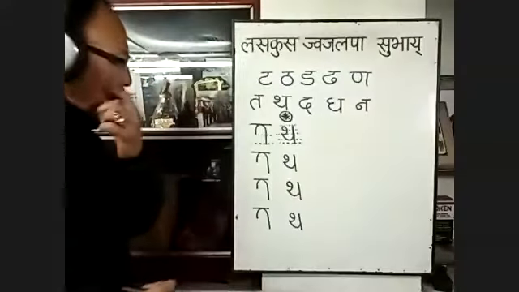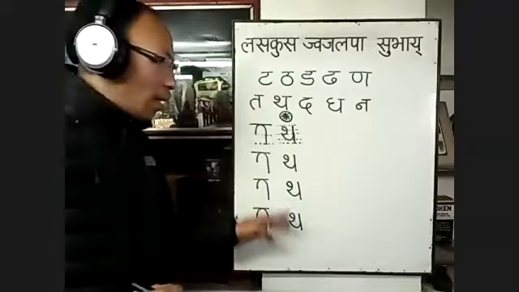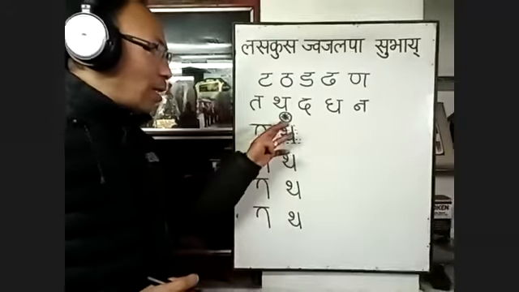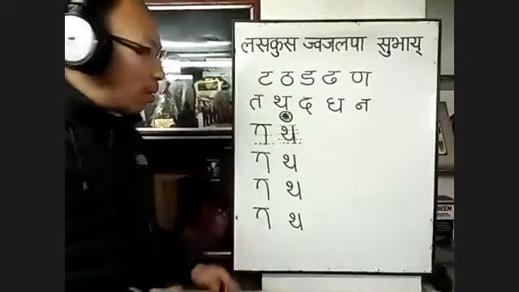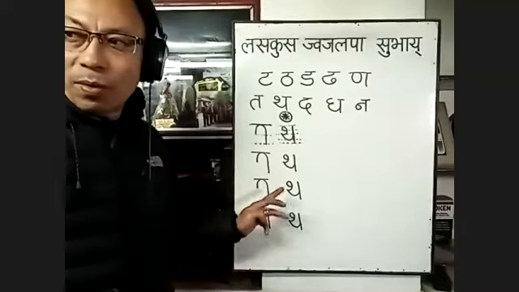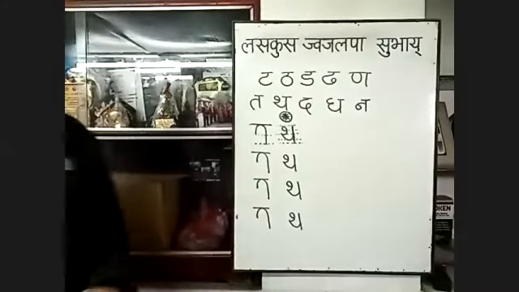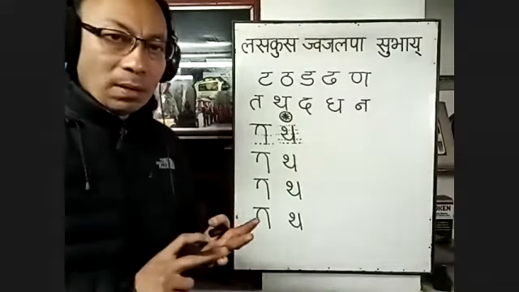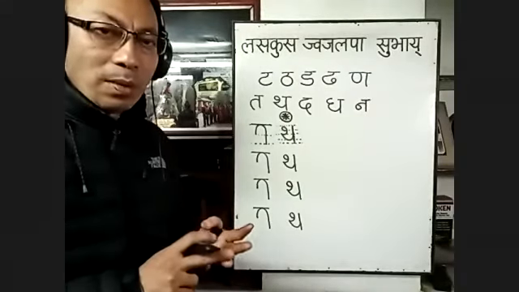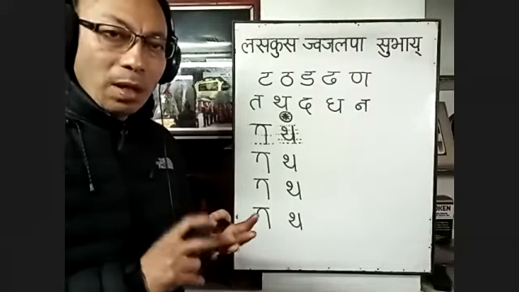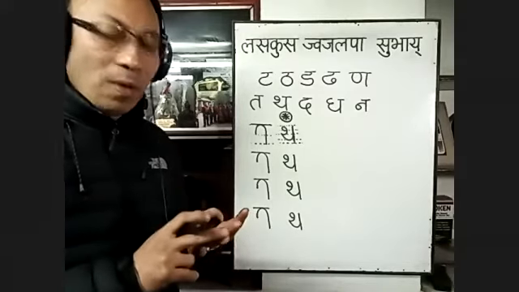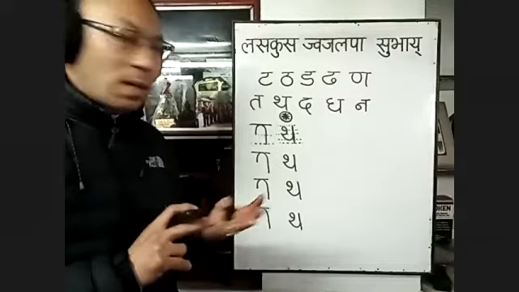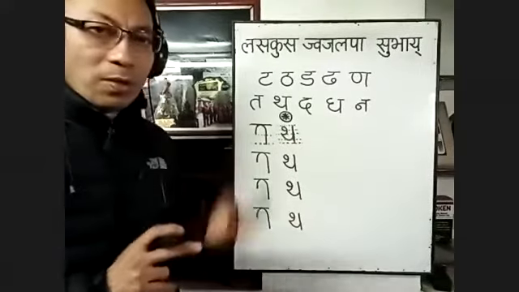Ta, tha. So tha is another letter that doesn't have mo. So how many letters are gone in the consonant letters? Ga, that doesn't have mo. Nya, that doesn't have mo, and tha, that doesn't have mo. So 3 letters.